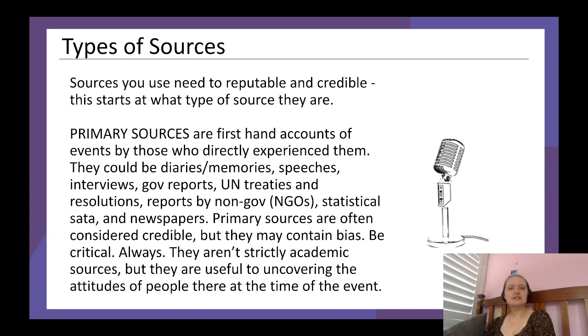Primary sources are first-hand accounts of those who directly experienced events. So diaries, speeches, interviews, government reports, UN treaties and resolutions, not reports by non-government organizations, NGOs, statistical data, and newspapers. They're often considered credible, but it is really important to note with primary sources that they often include bias. Be critical, always.